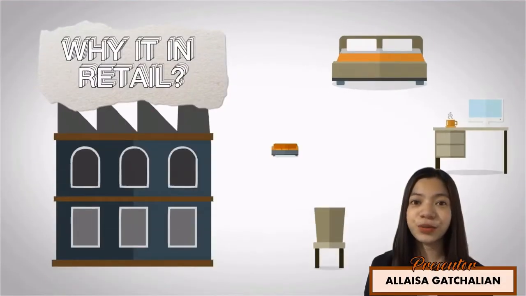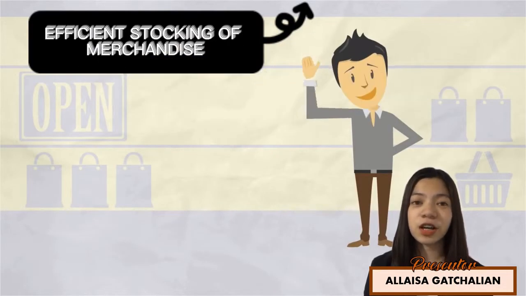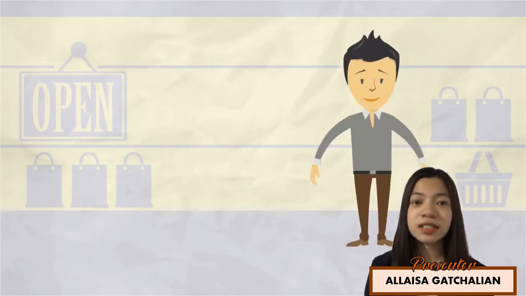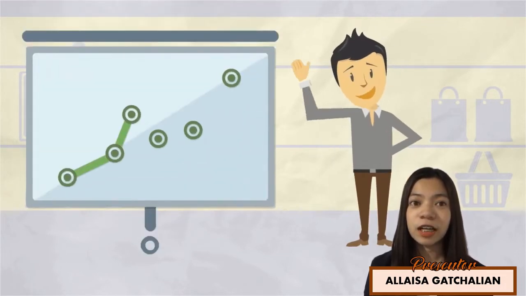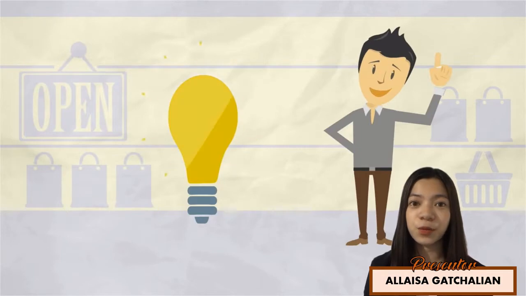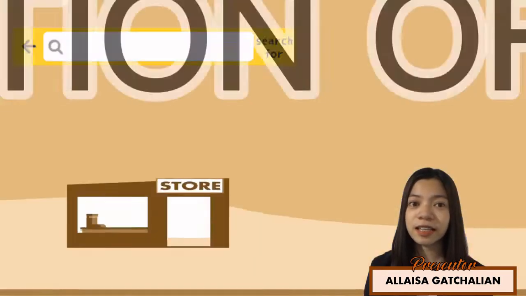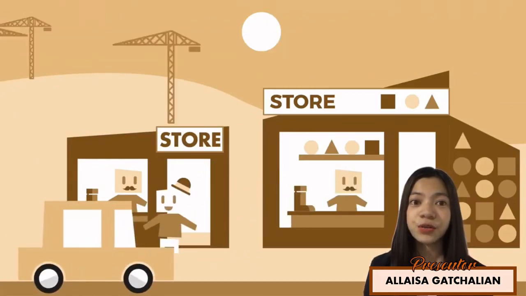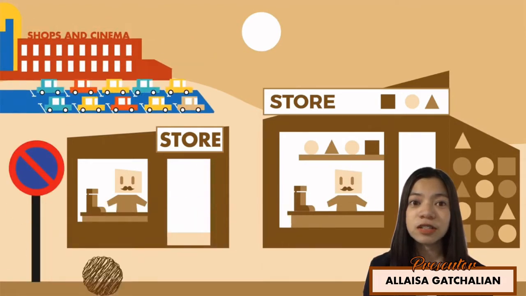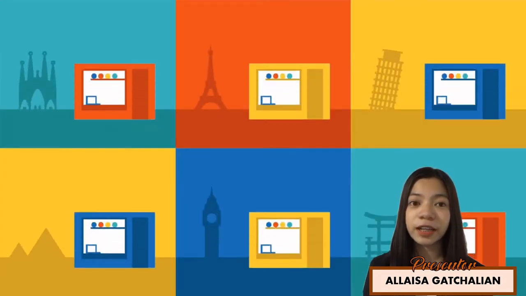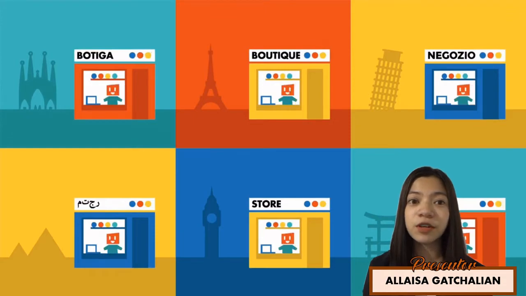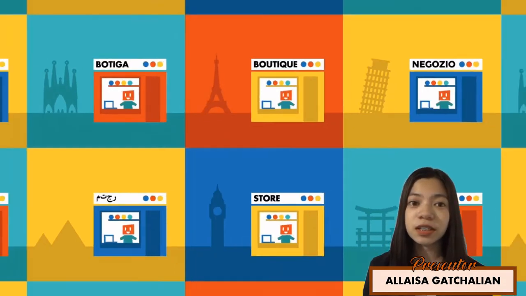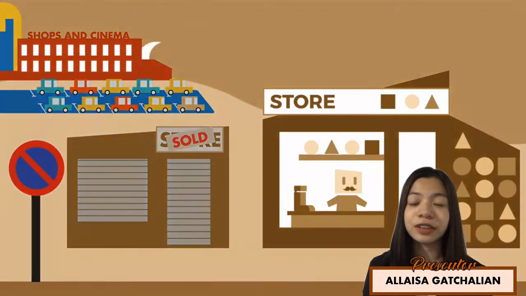Why IT in retail? First, efficient stocking of merchandise. Efficient stocking procedures are vital to ensuring merchandise is available for customer purchase. Second, collection of data. Retail collection of data consists of capturing, storing, and reporting on data about the state and performance of retail stores at a certain point in time and over time.